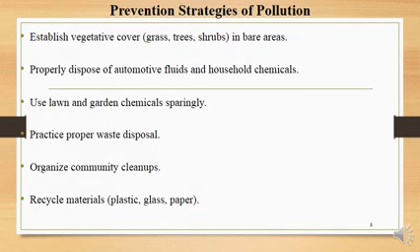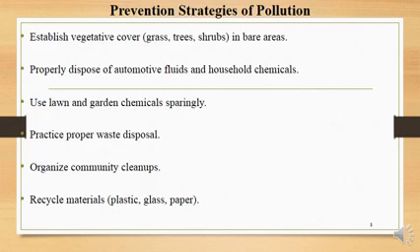So prevention strategies of pollution: establish vegetative cover like grass, trees, shrubs in bare areas. So don't just leave the area bare. Establish afforestation, where you encourage people to grow trees, grasses, shrubs in bare areas, which can help. Now trees have a way of producing fresh air, through the photosynthetic system, so it purifies the environment.